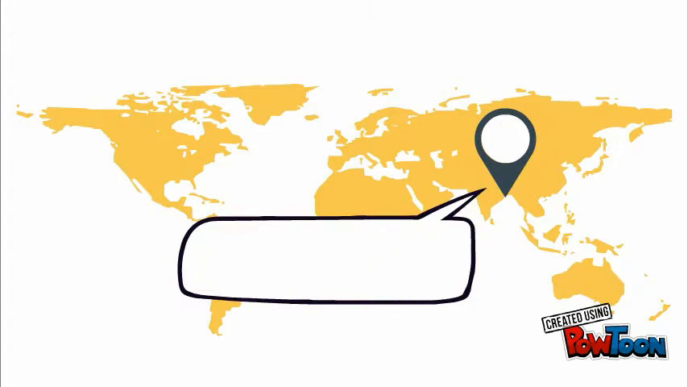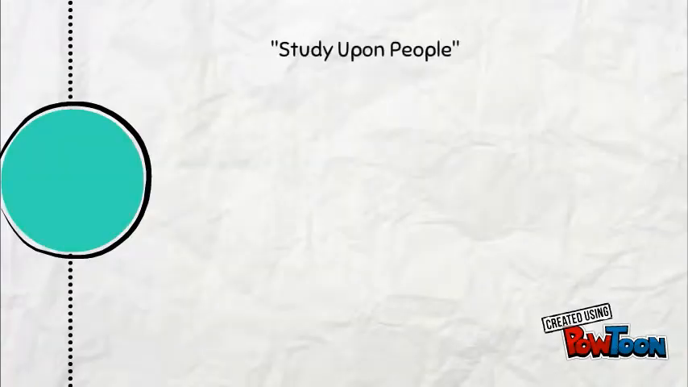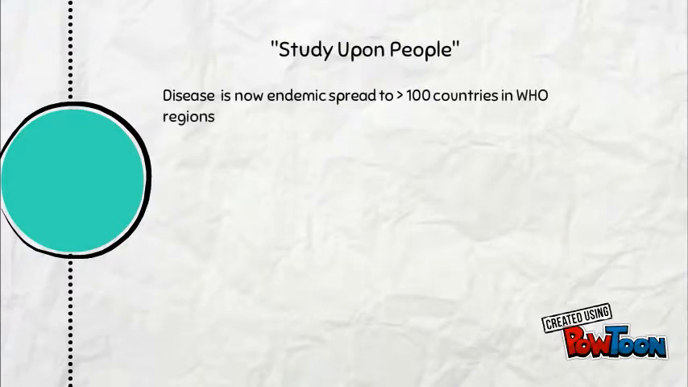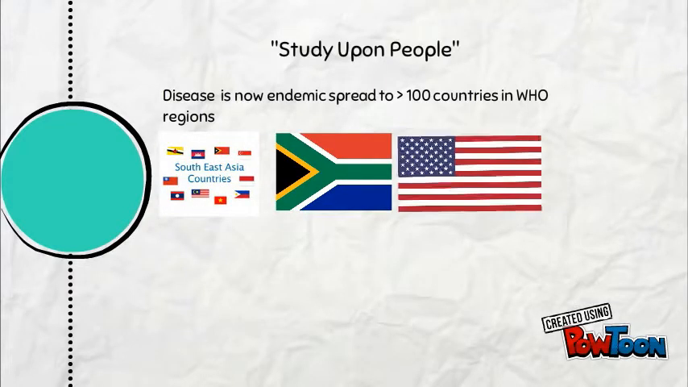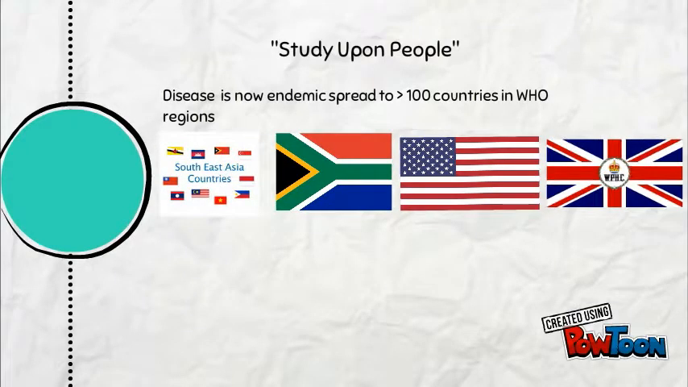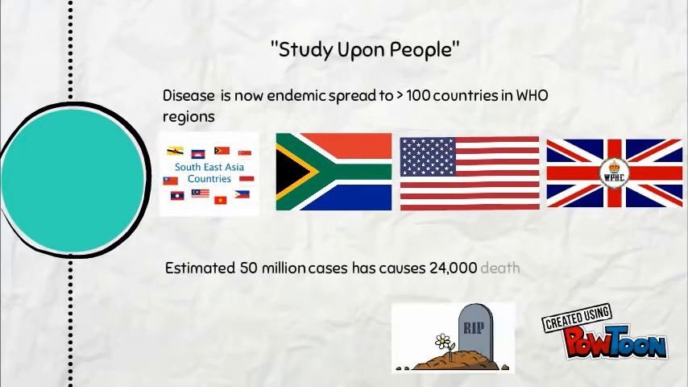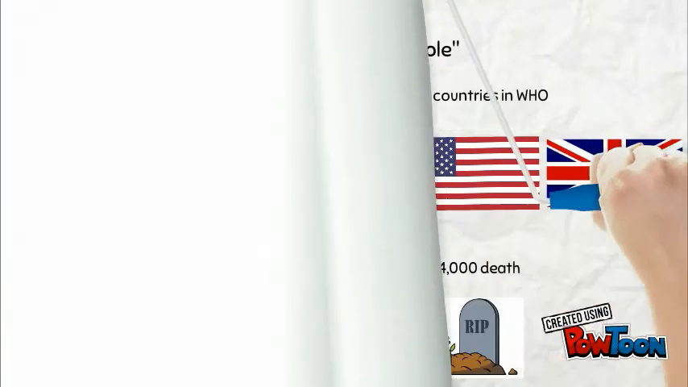Next, we go into epidemiology. Epidemiology means the study of disease in people. The disease is now endemic, spread to more than 100 countries in WHO regions. They are Southeast Asia, Africa, the Americas, and the Western Pacific. An estimated 50 million cases have caused 24,000 deaths.